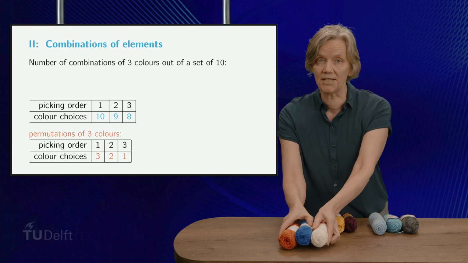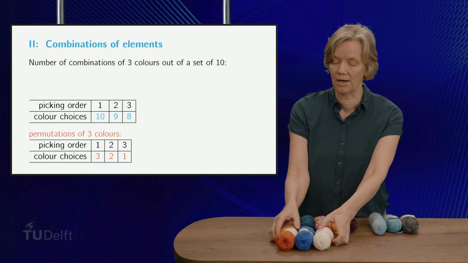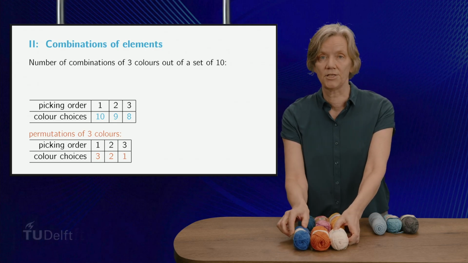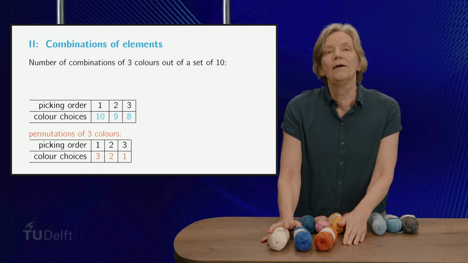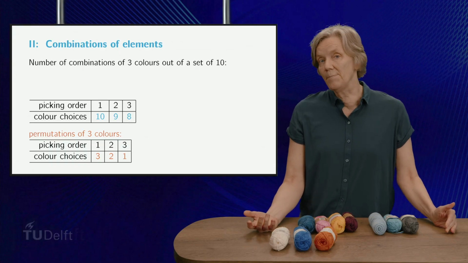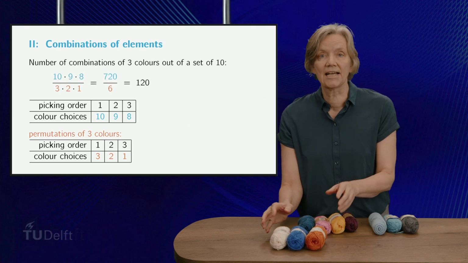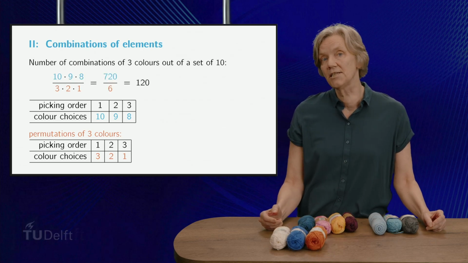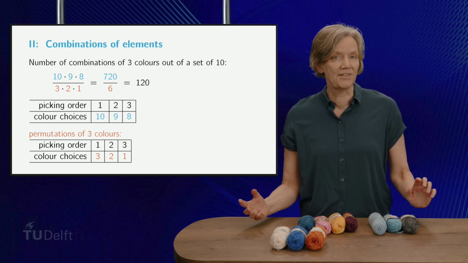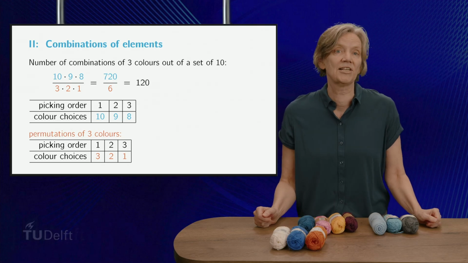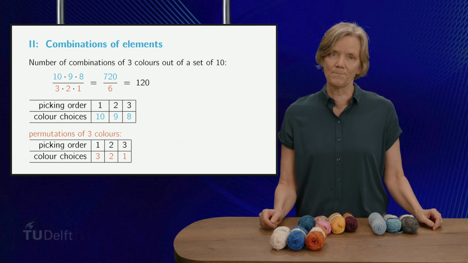However, this same combination of 3 colors could have been picked in 6 ways. For example, blue first and then orange. Or like this, or like this, or like this. The same 3 can be picked in 3 factorial permutations. So in the 10 times 9 times 8 combinations, each combination is counted 3 factorial times. The number of different combinations is 720 divided by 6, which gives 120 combinations.